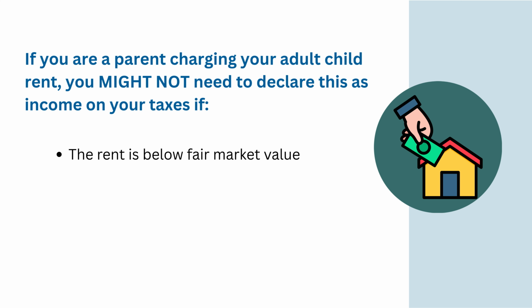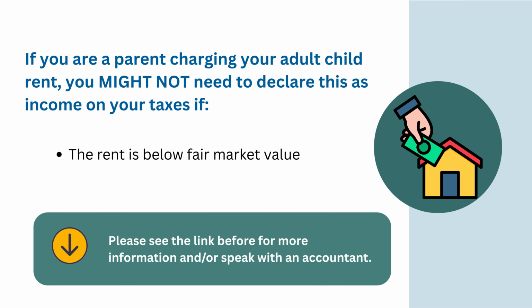Typically, if you are a landlord who is collecting rent, you would need to declare that rent as income on your annual tax filing and pay taxes on it. However, if you're a parent who's charging your adult child rent and that rent is below fair market value, you may be exempt from this requirement. We've provided a link below from Revenue Canada that provides information on this exemption, and you could also consult with an accountant to get more information on your personal situation.